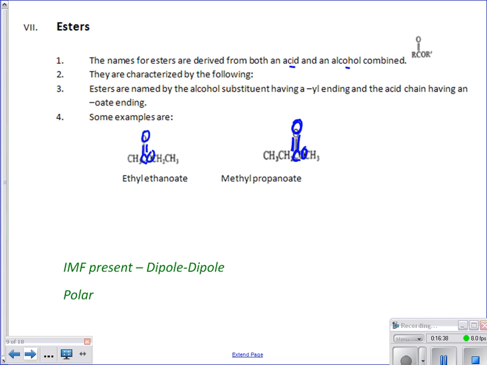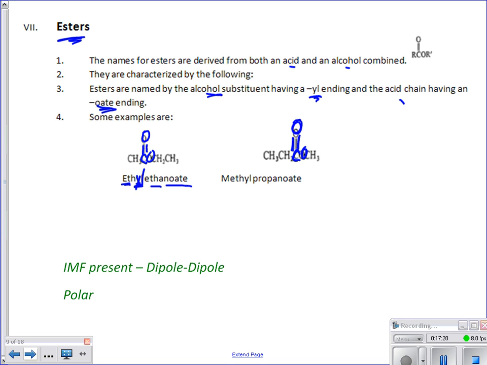And then from the name, you're going to notice that we've got a substituent group. In other words, for your alcohol you have a substituent group that has a YL ending, and then the acid chain changes to an OATE ending. If you didn't quite follow that, that's okay. But really what you're going to have is what's known as a substituent group. It's got the same prefixes, but you've got that YL and then another prefix with an OATE ending. So ethyl ethanoate, methyl propanoate, those are going to be esters. You should be able to identify those names as esters.